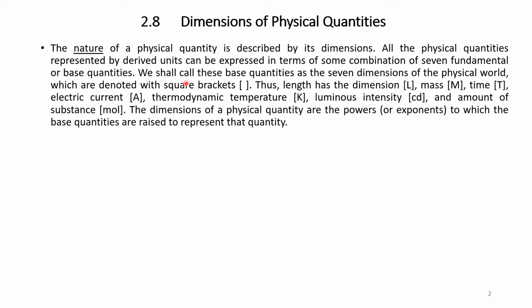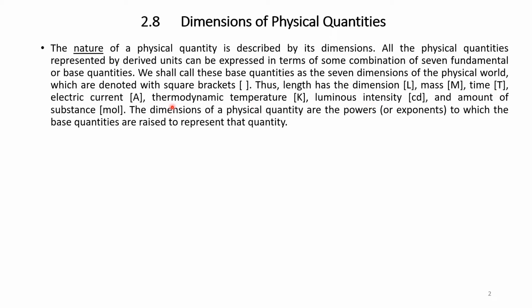We shall call these base quantities the seven dimensions. That is, there are seven dimensions of the physical world. These seven dimensions are written or denoted within square brackets. Thus, the length has dimension capital L within square brackets. Mass is denoted by capital M within square brackets. Time is denoted by capital T within square brackets.